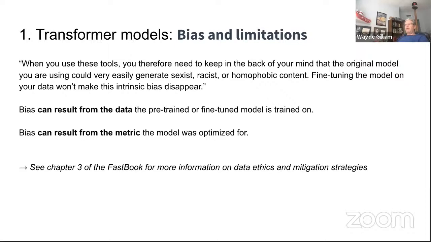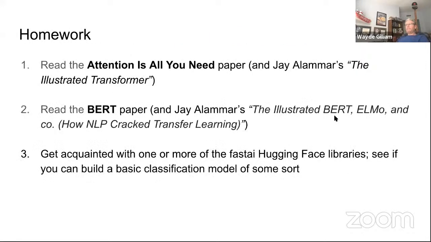If you're looking for more information about where bias comes from and also other mitigation strategies, Rachel does a really good job in chapter 3 of Fastbook going into this in more detail. So feel free to check that out as another resource. And any questions on any of the material? Because that's pretty much it for section 1.